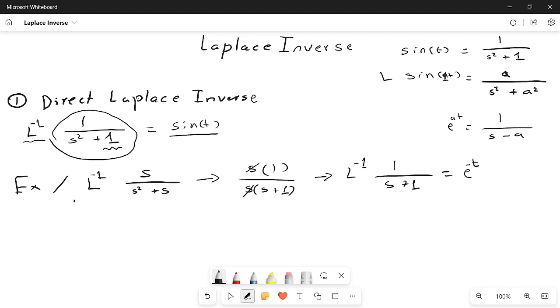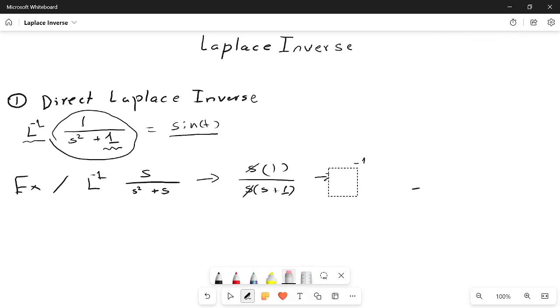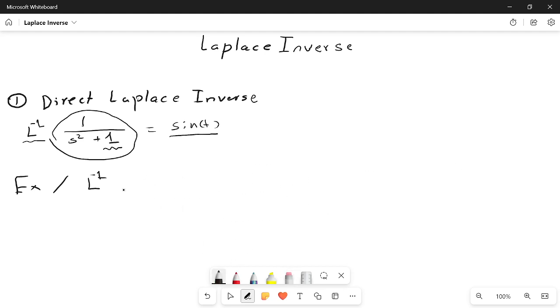Let's take another example. Let's get rid of this. For example, if we have the Laplace inverse of s plus 2 divided by s plus 2 squared plus 1. Now this really doesn't look like a familiar form of Laplace, but as you can see, we have s plus 2 at the top and s plus 2 at the bottom.